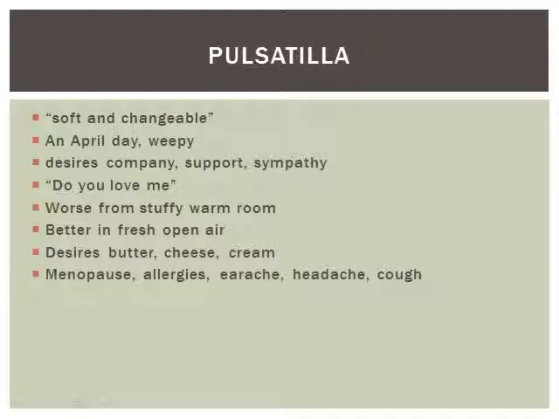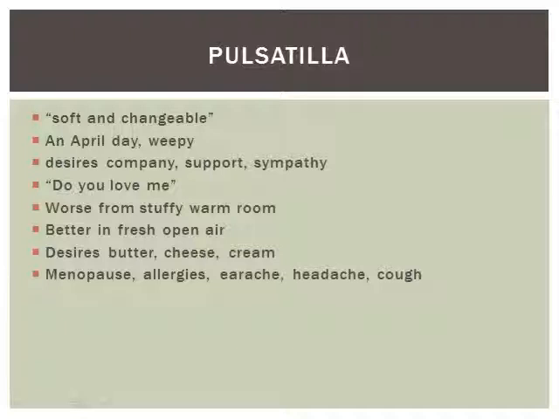So soft and changeable, considered to be like an April day, being happy one moment, crying the next. But if there's a lot of crying, there's another image for pulsatilla. Mommy, do you love me? They're looking for sympathy. They're looking for attention. They're looking for hugs and cuddles and love.